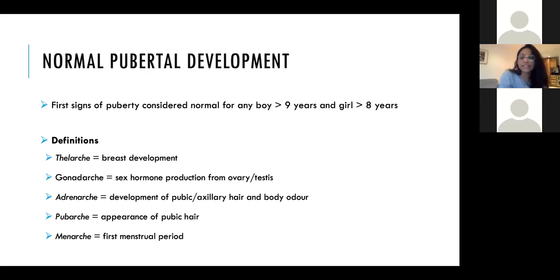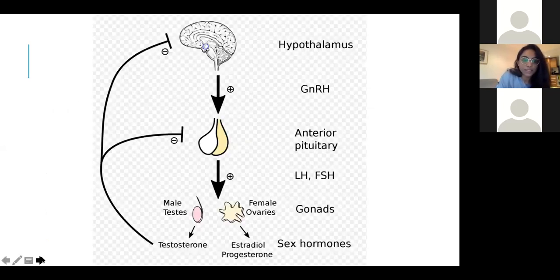Adrenarche essentially means awakening of the adrenal gland. That stimulates the production of androgen, which causes development of the pubic and axillary hair, but also body odor, and it activates the sebaceous glands, so you can have acne. So that is all adrenarche, okay? And the next one you can probably guess, pubarche means appearance of pubic hair. Menarche is the first menstrual period. Okay, now we can go on to more questions.